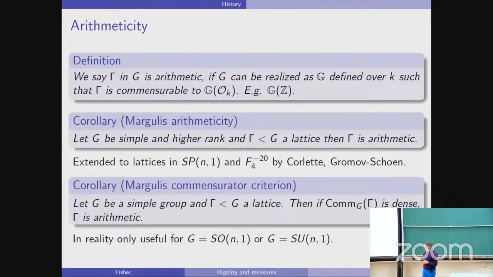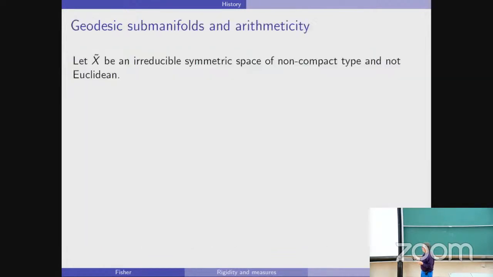Why this is here is because I want to give you a variant on it, a different criterion for when a lattice is arithmetic. And to give you this criterion, I have to think, instead of about groups, about spaces. I have to think geometrically for a while. So I'm going to think of X tilde as an irreducible symmetric space of non-compact type and not Euclidean. If you want to think about real hyperbolic space in dimension n, please do so. It'll say that again on the slide later.